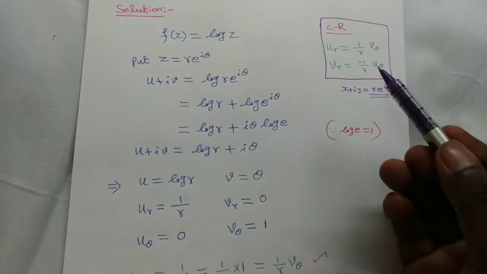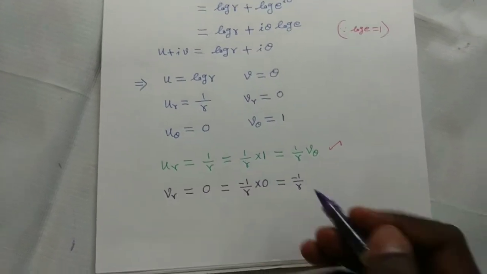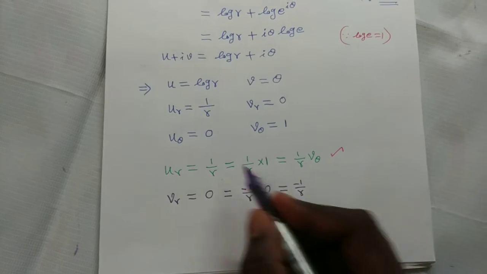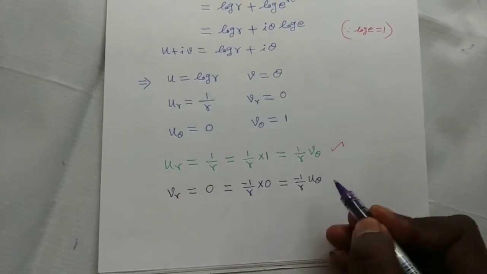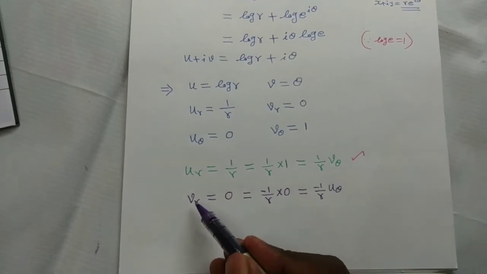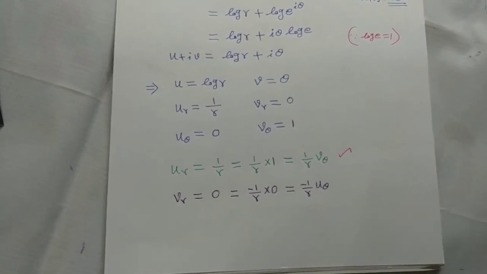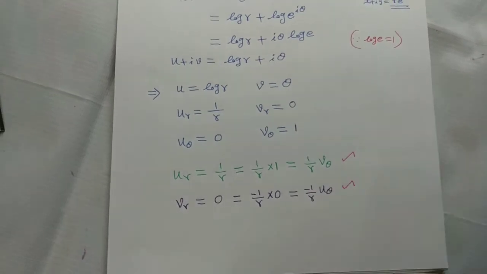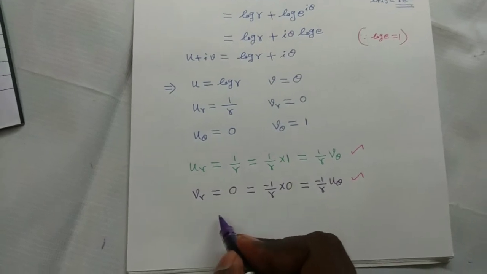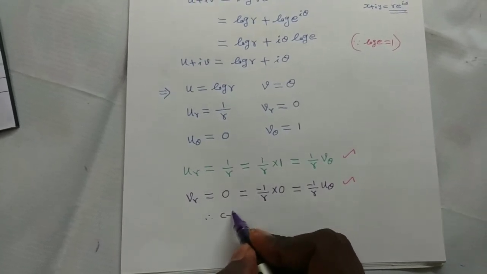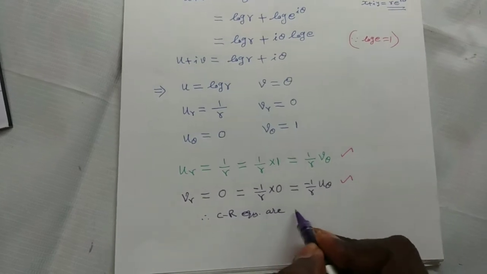But what we want to prove? U theta. So for 0, I can write u theta. So 0 is u theta. So the second equation is also verified. VR is equal to minus 1 by r into u theta. So that second equation is also verified. Therefore the CR equations are verified. Therefore CR equations are satisfied.